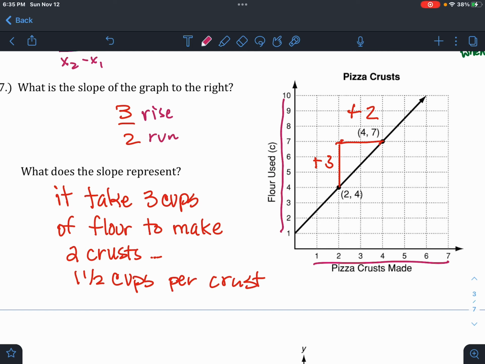And then it asks me, what does this slope represent? We're talking about how many cups of flour for pizza dough, right? So when I look at this, I see that it takes 3 cups of flour to make 2 crusts. But of course you always want to get it per crust. So that means it's 1.5 cups of flour per crust.